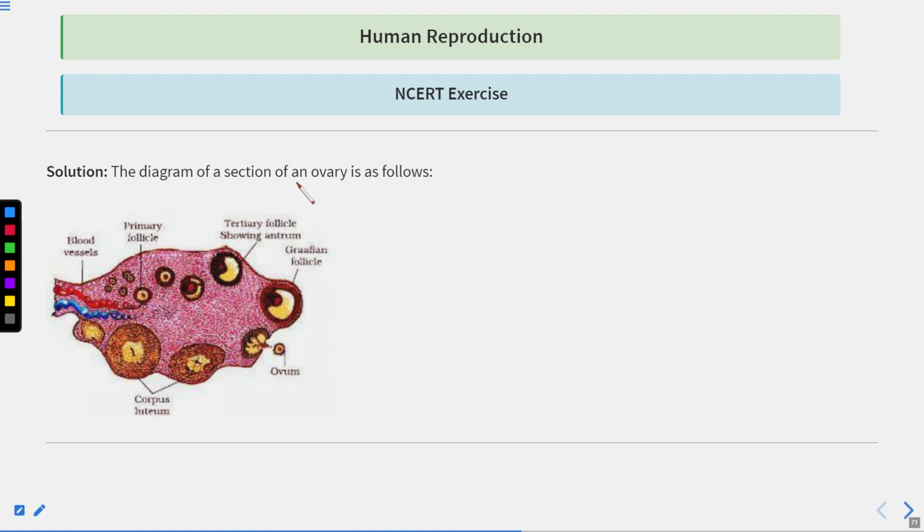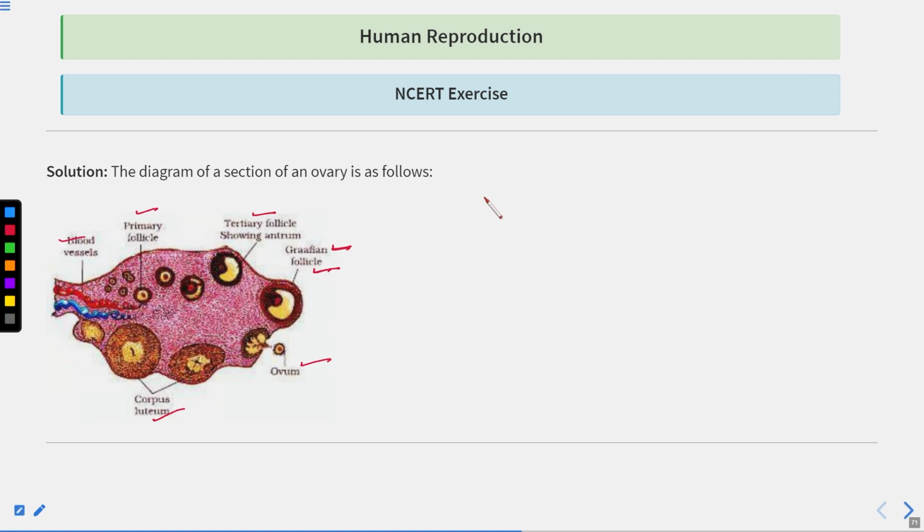So this is the section of the ovary. Clear? So you can see here, this is the primary follicle. Then from the primary follicle, the secondary follicle is formed, then the tertiary follicle is formed. Then the tertiary follicle gives rise to the Graafian follicle, and the Graafian follicle ruptures to release the ovum. After the release of the ovum, the rest of the structure that is left transforms into the corpus luteum. Clear? And here you can see the blood vessels.